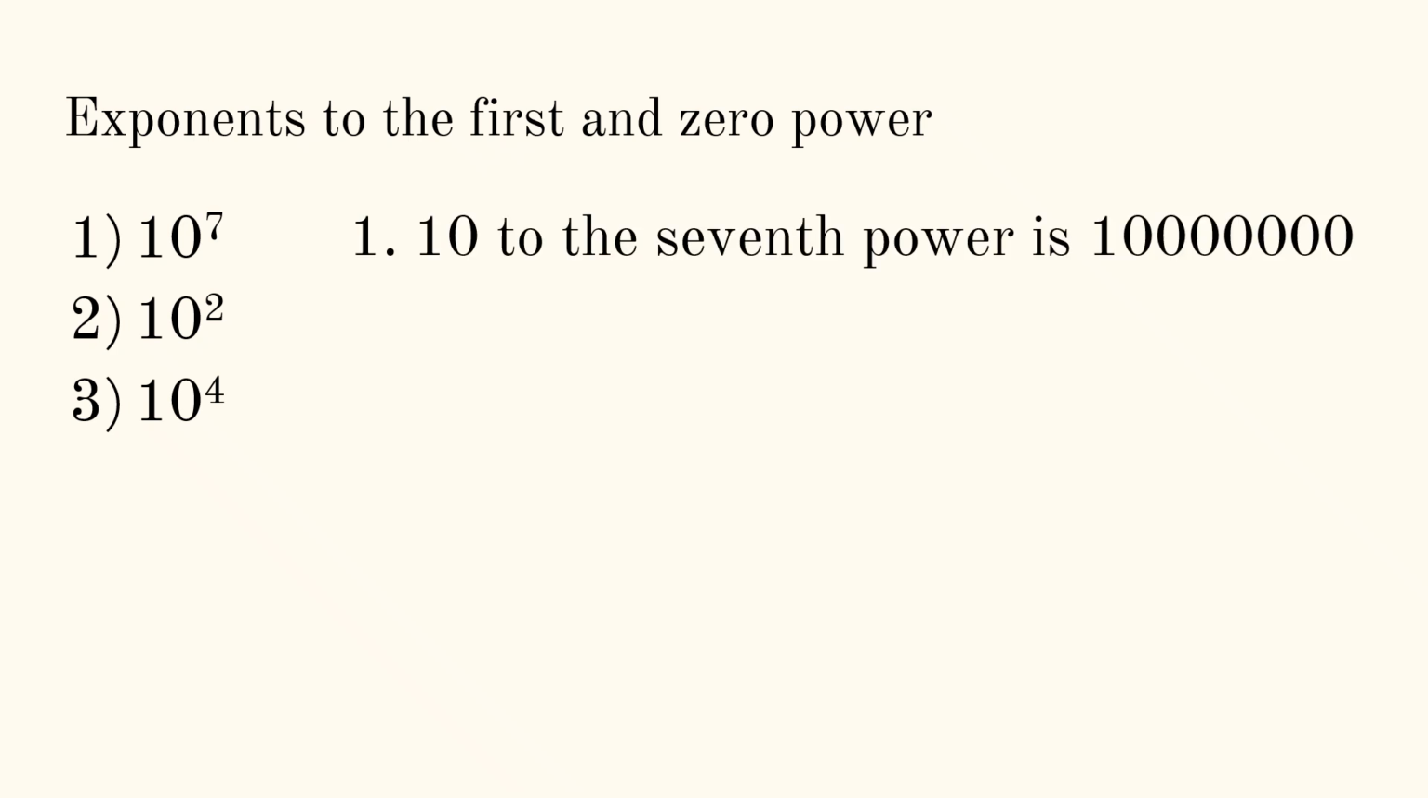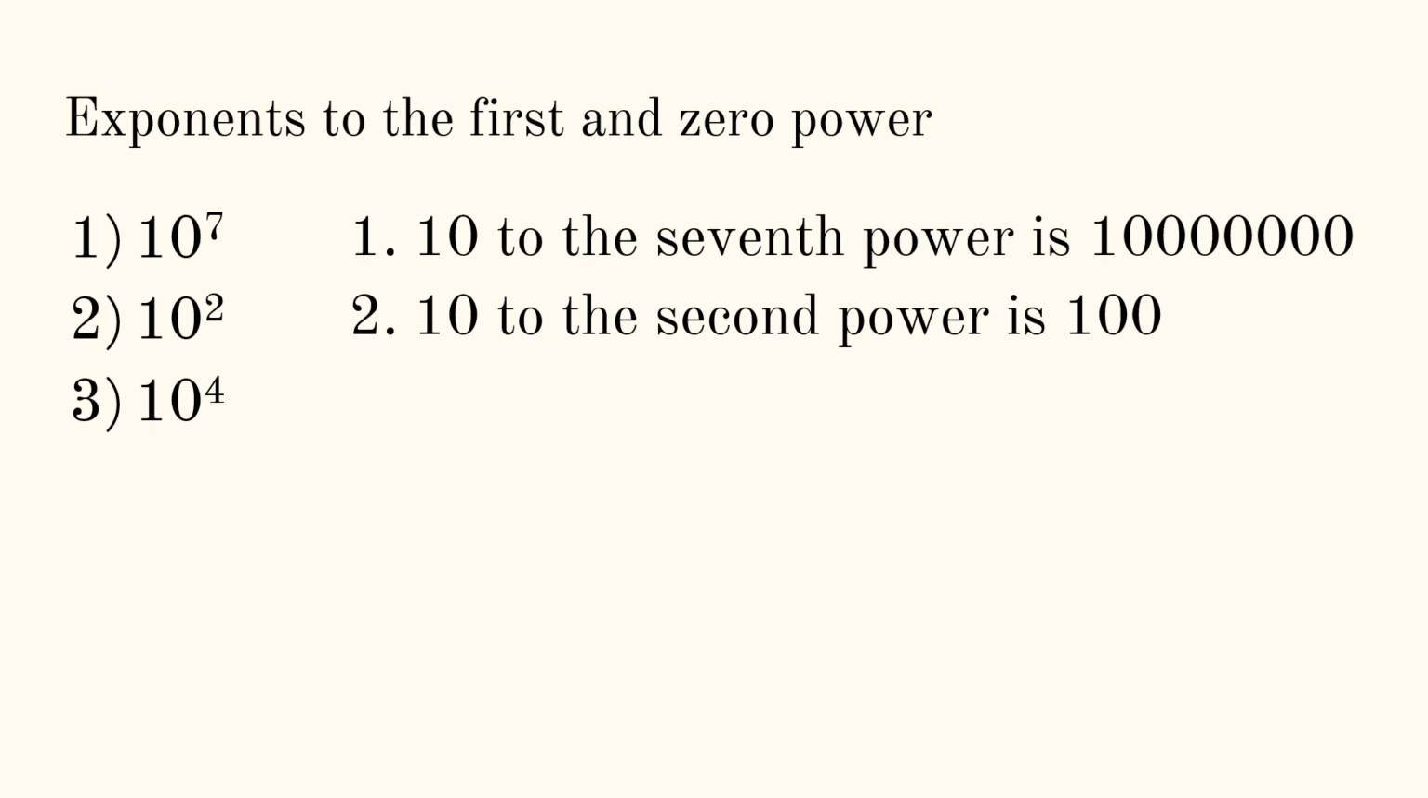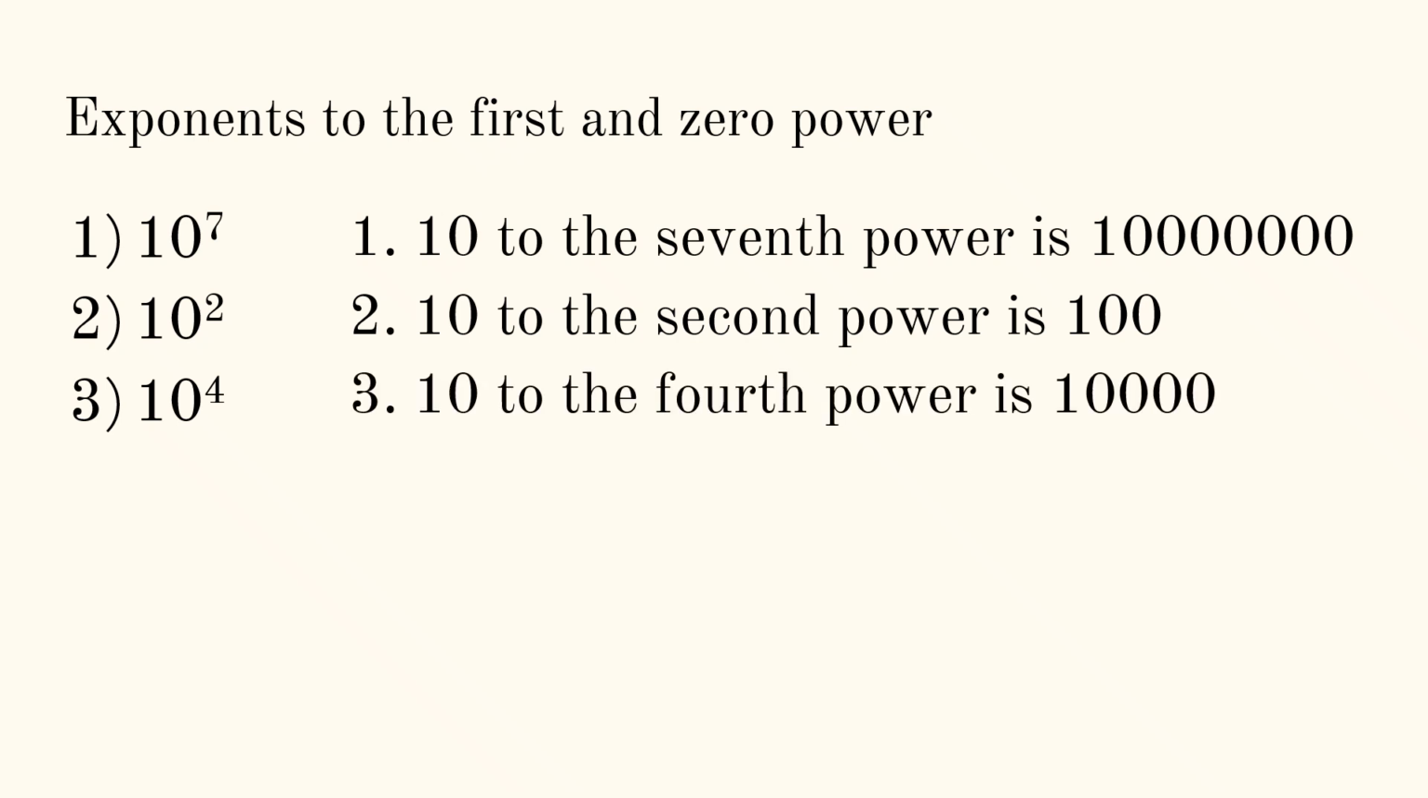Same as before, the exponent tells us how many zeros. So 10 to the power of 7, we should have 7 zeros. So 10 to the 7th power is 10 million. 10 to the second power is 100. We got 2 zeros because the exponent is 2. And for the last one, we're going to do 4 zeros because it's 10 to the power of 4. 10 to the power of 4 is 10,000.